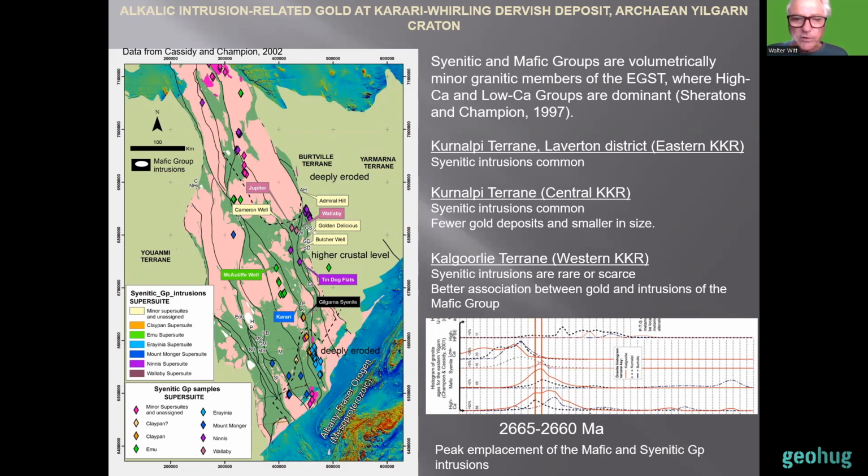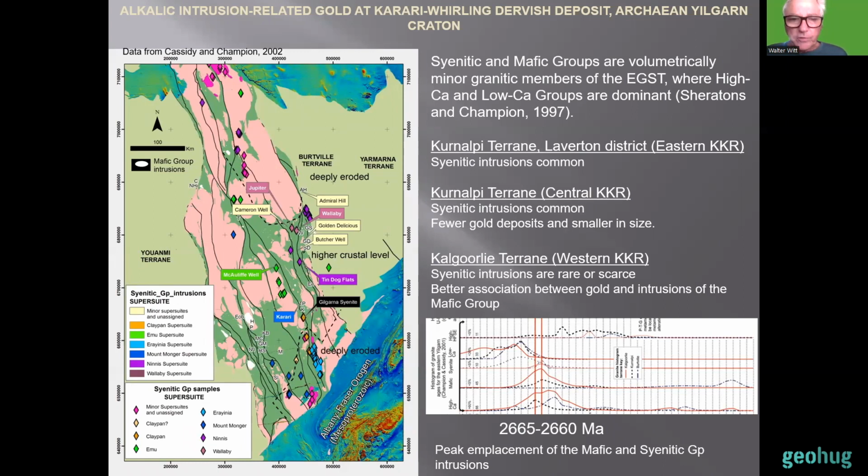The central Kalgoorlie-Kurnalpi rift is less densely populated with syenitic group intrusions, but there is an active gold deposit at Karari-Whirling Dervish, which I'm about to talk about today, associated with a syenitic group intrusion or intrusions that I believe can be assigned to the Mount Mungo supersuite. The western side of the Kalgoorlie-Kurnalpi rift is depleted, or there aren't many syenite group intrusions there.